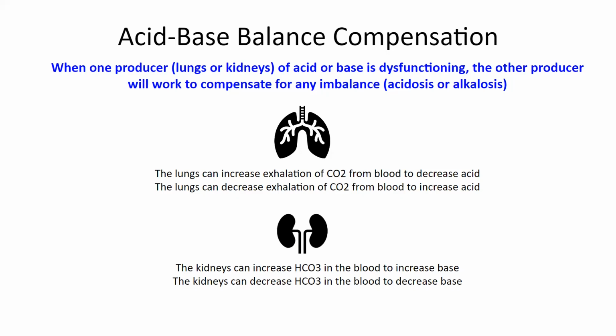The lungs will increase exhalation of CO2 to get rid of extra acid or decrease exhalation of CO2 to keep more acid. It does this by increasing or decreasing the rate and depth of respirations. The kidneys can increase HCO3 in the blood to increase base or decrease HCO3 in the blood to decrease base. It does this by secreting more or less hydrogen ions in the urine and reabsorbing more or less bicarbonate from the urine.